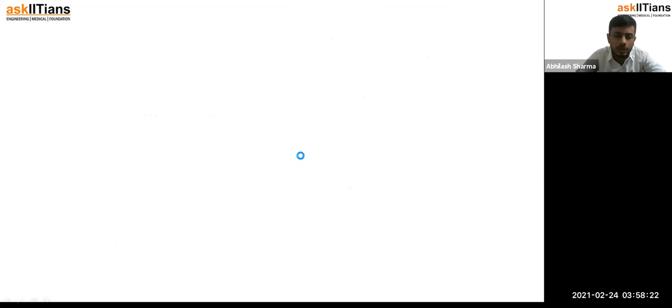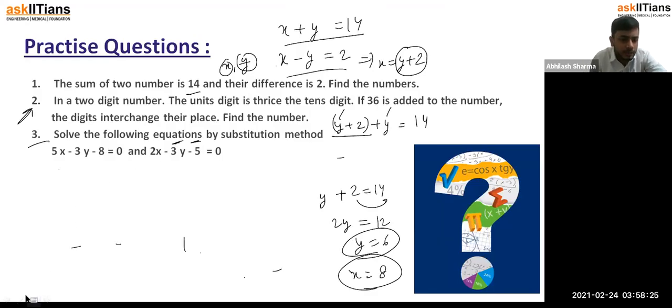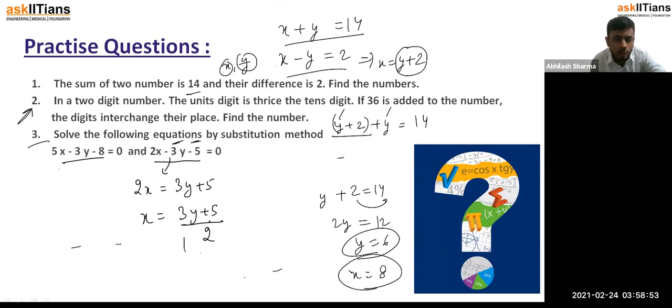All right, so now look, let us have a look here. We have this equation 5x minus 3y minus 8 equal to 0, and 2x minus 3y minus 5 is equal to 0. So look, what we are doing is, from this equation, I am writing 2x is equal to 3y plus 5. So what are we getting? We are basically getting something like x is equal to (3y plus 5) by 2.